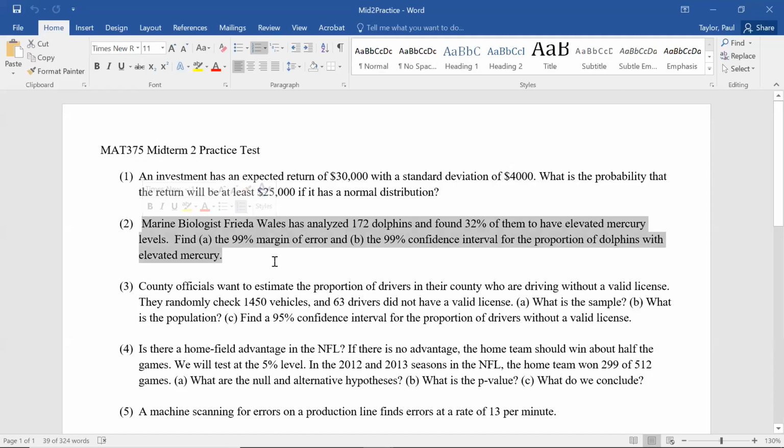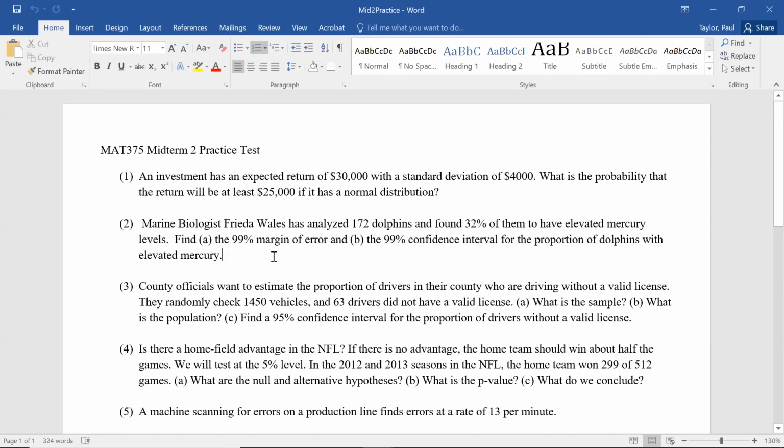Okay, second question. Marine biologist Rita Wales and analyzed 172 dolphins and found 32% of them have elevated mercury levels. We're supposed to find a 99% margin of error and 99% confidence interval for the proportion of dolphins with elevated mercury. We didn't talk much about margin of error. Mainly we did confidence interval. So I'm going to find the confidence interval first, and then we're going to worry about the margin of error.